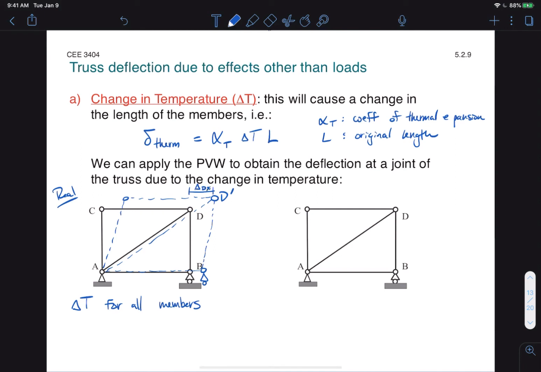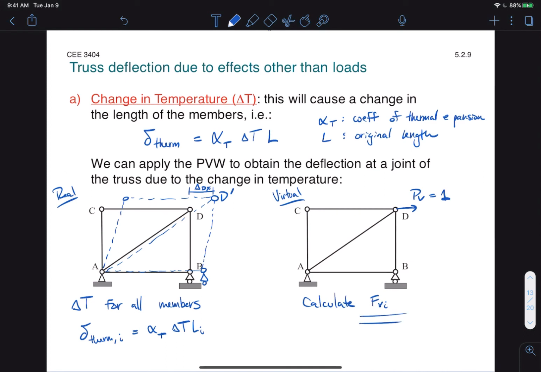delta Dx. In this case, we would find the real deformations due to the temperature change for all members in the real system, delta thermal i, and then we would define a virtual system to which we in fact apply a load in the direction and location of interest. Okay, so our virtual load of 1 is applied to D in the horizontal direction, and then simply we would calculate the virtual internal loads for each of the members, and then finally use the principle of virtual work to get the equation PV times big delta Dx equal to the sum over all the members of the virtual internal forces times the thermal elongations of the real system. And of course, PV simplifies to 1.